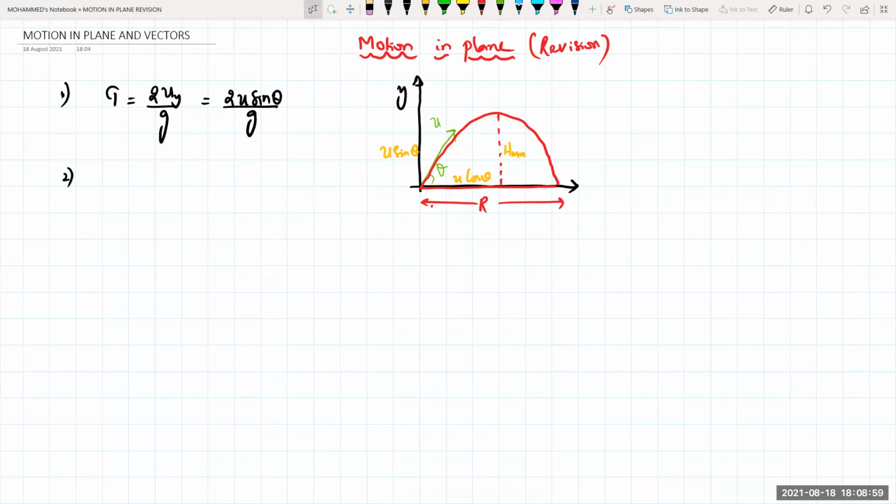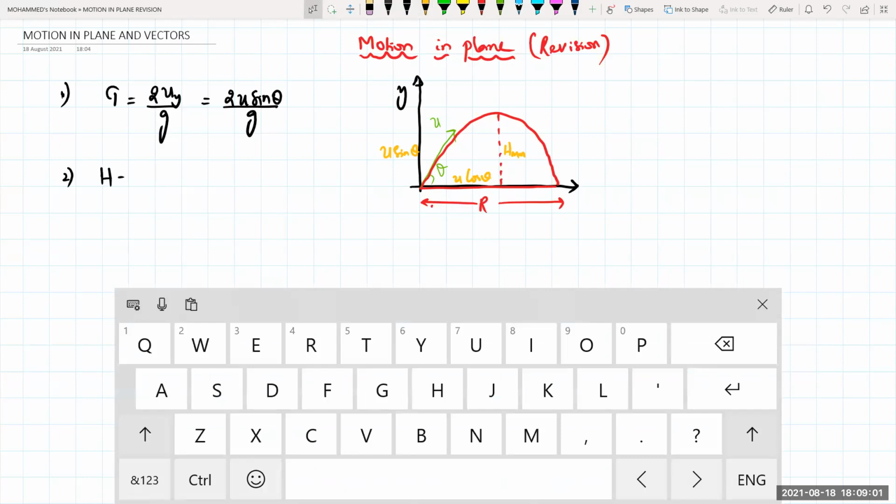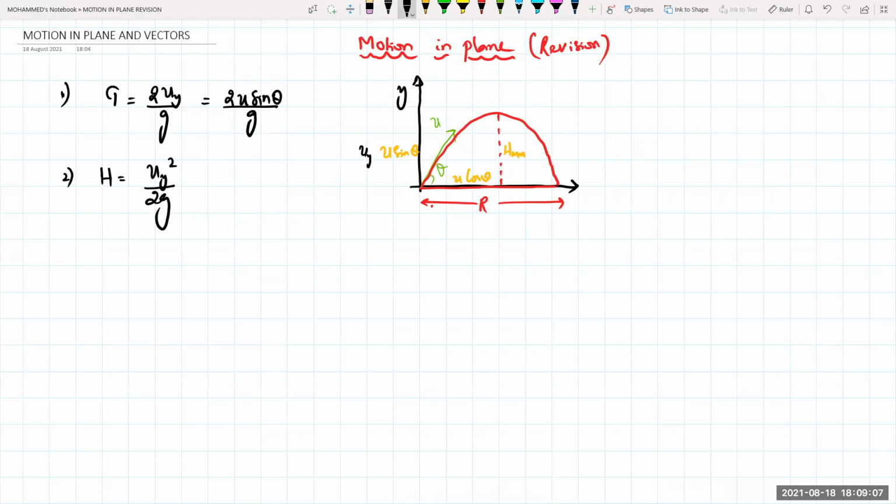Okay, next one is the maximum height formula. H is equal to uy square divided by 2g. What is uy? This one is your uy, and this one is your ux. So uy means how much for me? u square into sin square theta divided by 2g. Yes, sir. Okay, now, the next one is range.